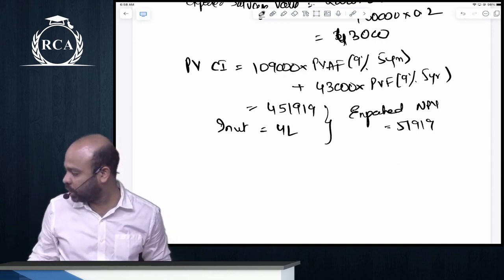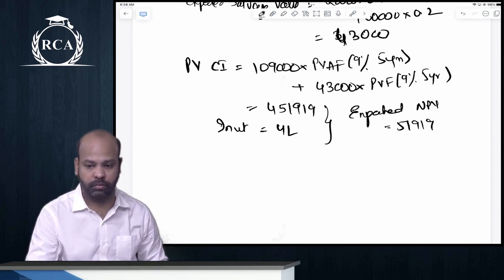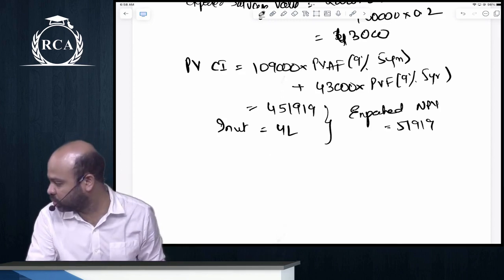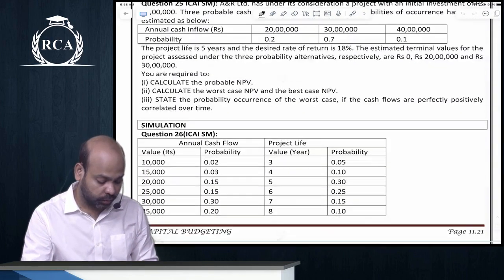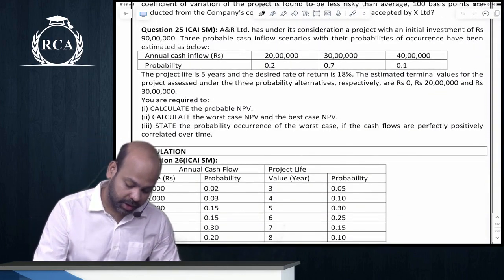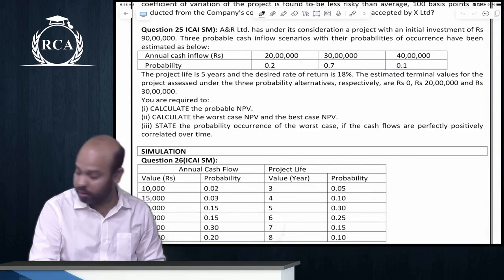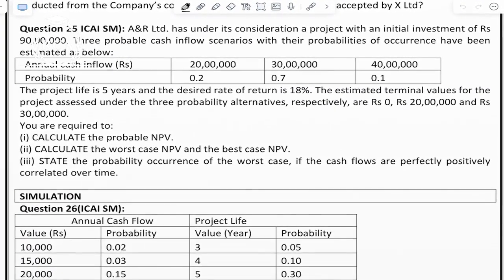Did you understand this, beta? Question number 25, guys, now. 25th question, guys. Similar question, beta. They have given us terminal values. They are asking us to compute probable NPV. What does probable NPV mean, guys? Expected NPV. Start, guys. Quick.